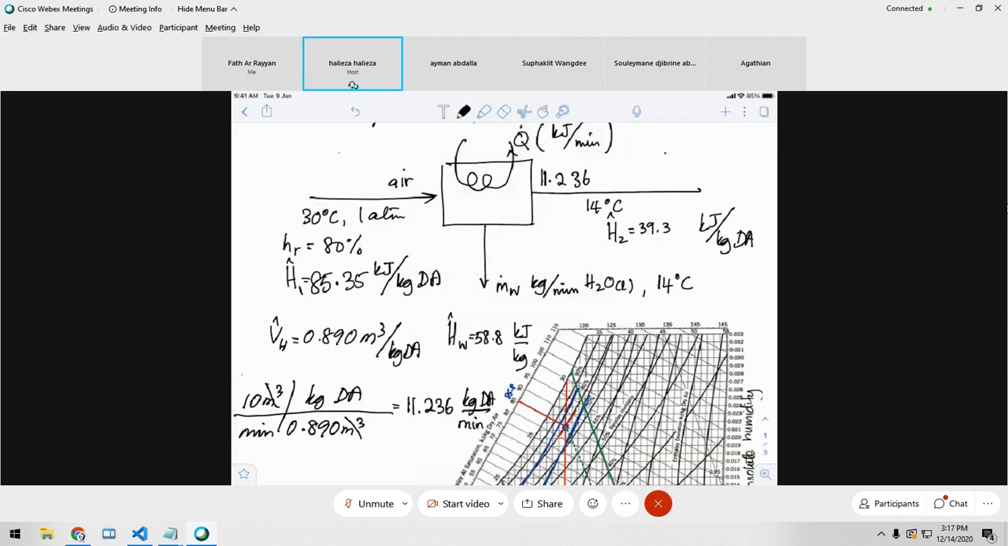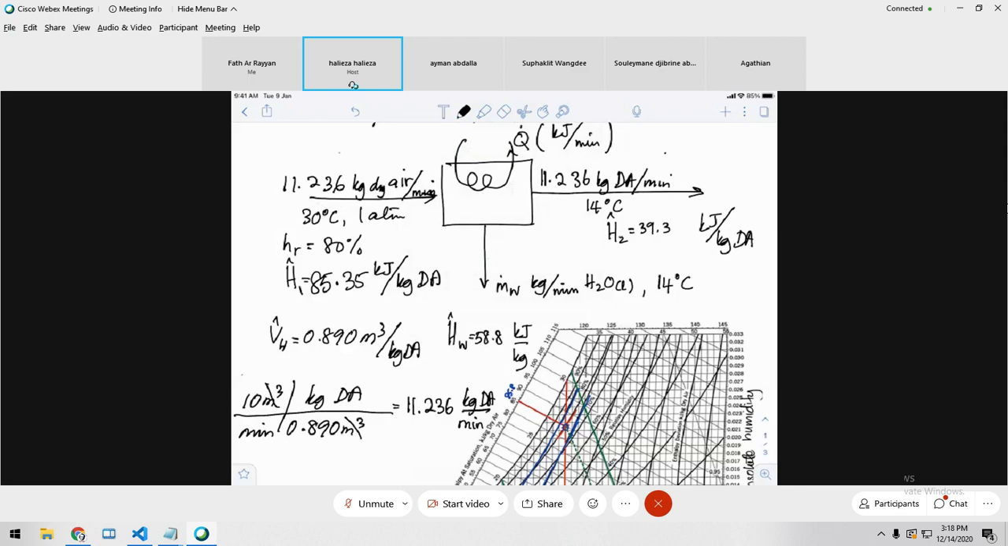That will be kilogram dry air per minute. The same amount coming in. Why is it the same? Because dry air cannot condense. Okay? Only water vapor can condense. So you have that amount of dry air.